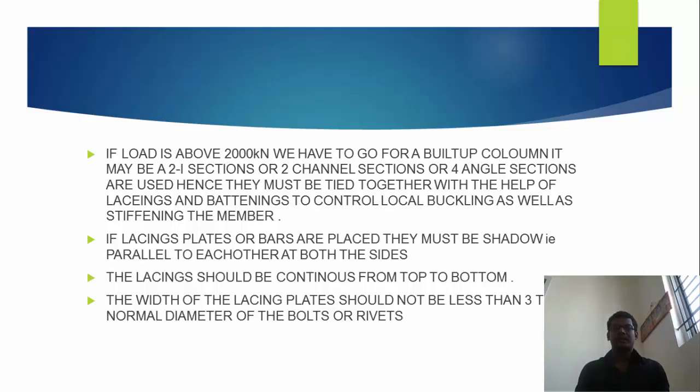Now we'll see that if load is about 2000 kN, we have to go for a built-up column. It may be two I sections, two channel sections, or four angle sections, and hence they must be tied together. This can be done using lacing and battening. The tying up is not just for holding them together, but also helps to stiffen the member against local buckling. If lacing plates or bars are placed, they must be placed in shadows.